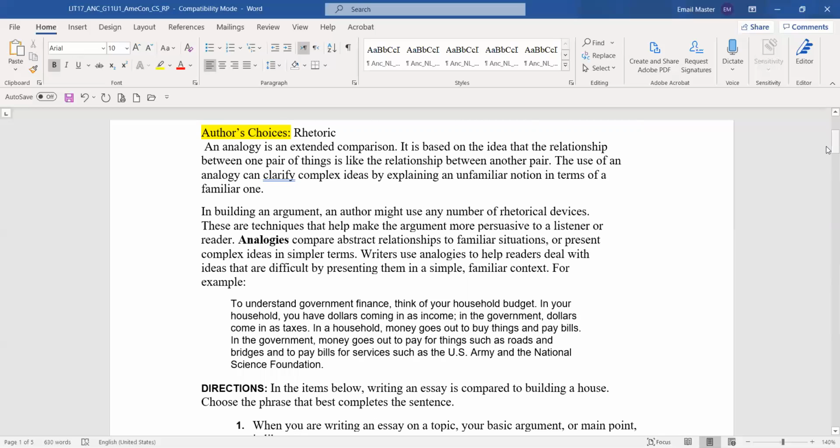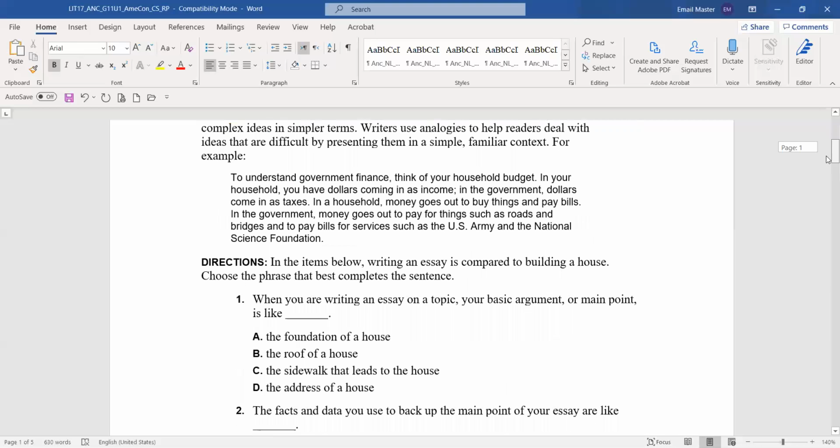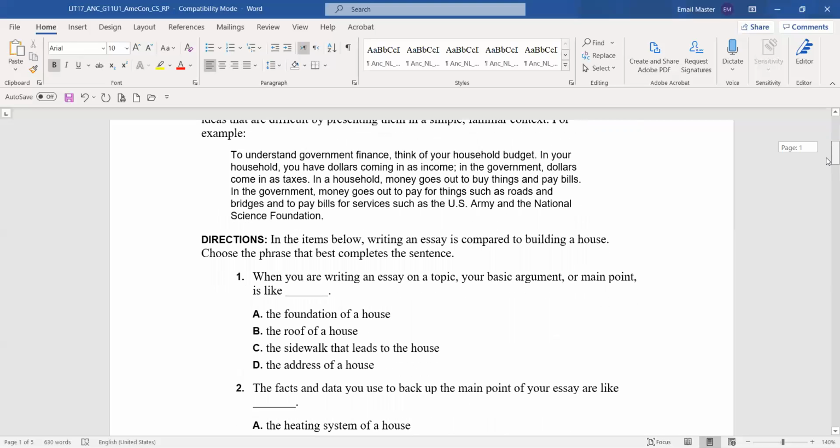Here in the questions, multiple choice questions, we're going to look at some similarities. So in the items below, writing an essay is compared to building a house. So we have to choose the correct answer. When you are writing an essay on a topic, your basic argument or main point is like the foundation of the house. It's the same thing, the basic.